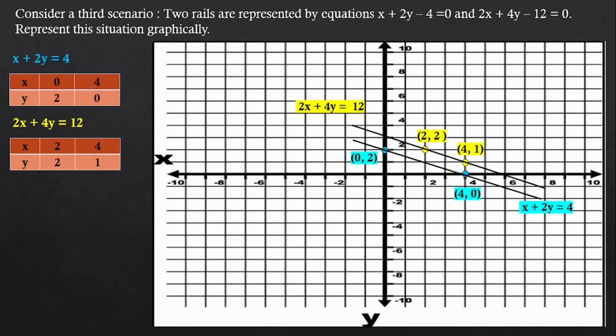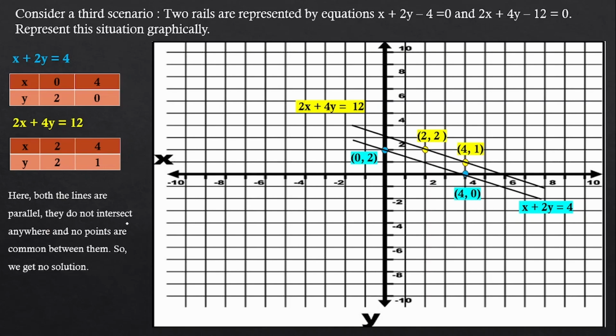Now here, what am I able to observe? That the two line graphs which we can see are parallel. A pair of parallel lines extended indefinitely will not meet at any point. And since they are not going to intersect anywhere, there are no points that are common between them. So in this case, we say no solution is possible.